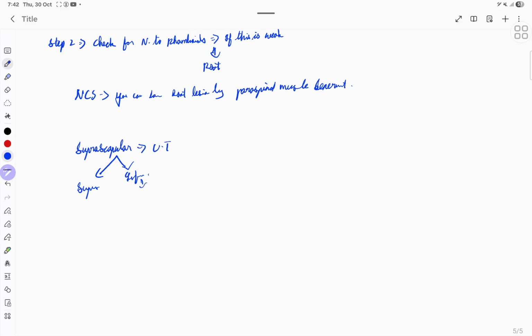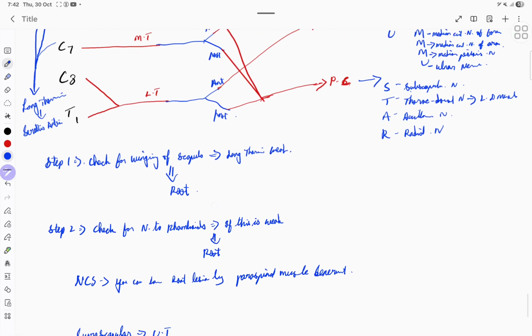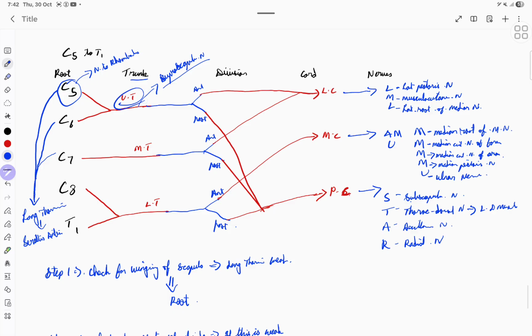To test infraspinatus, flex the elbow to 90 degrees as if you are defending like a boxer. Keep the arm adducted. Ask the patient to externally rotate the arm against resistance. If there is weakness, then it is infraspinatus weakness, the suprascapular nerve is weakened, and we will localize the lesion to the upper trunk. By this, we can localize the lesion to root and trunk.